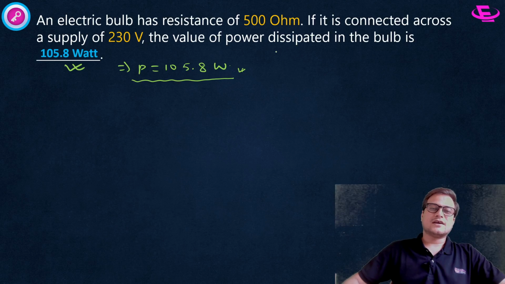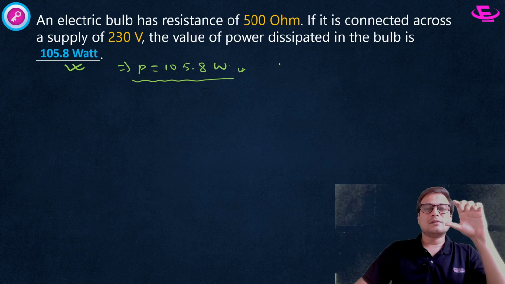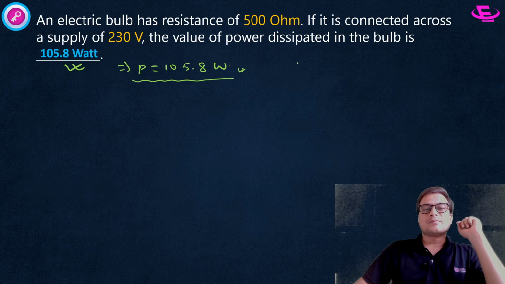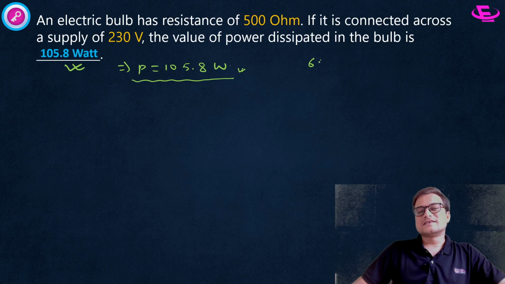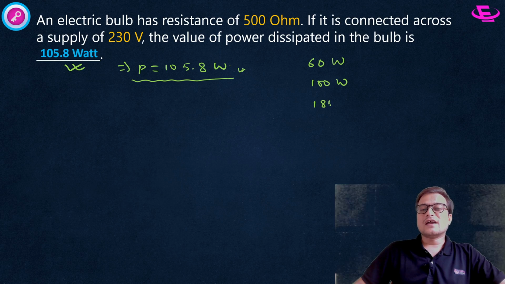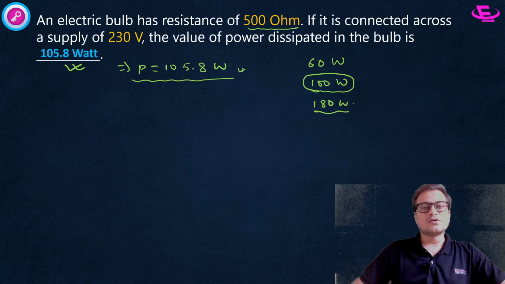Now what do you understand from here? You can get an idea that when you go to purchase a bulb at the shop, the shopkeeper will ask what rating of bulb you want. You will tell them 60 watt, or 100 watt, or 180 watt. So you can observe that if you purchase a bulb of 100 watt, its resistance will be around 500 ohm. So now I hope it is clear to you.